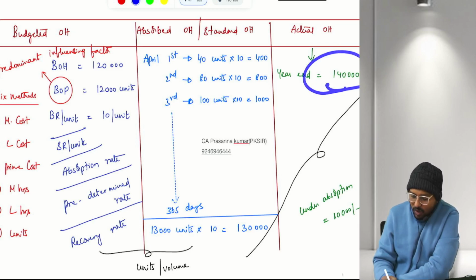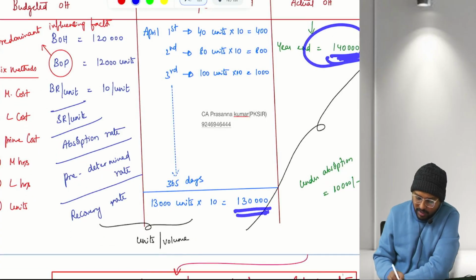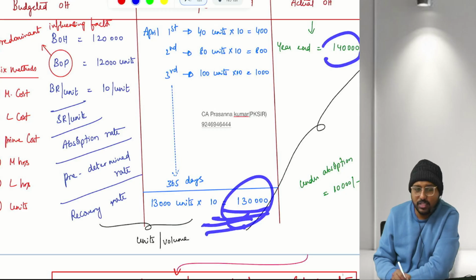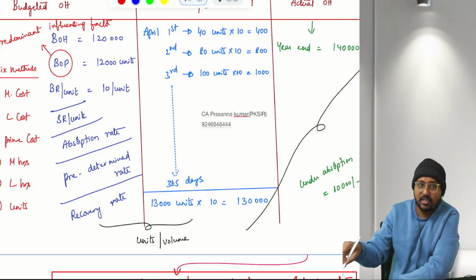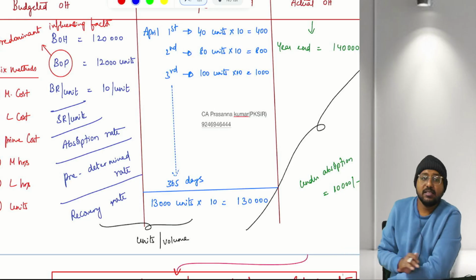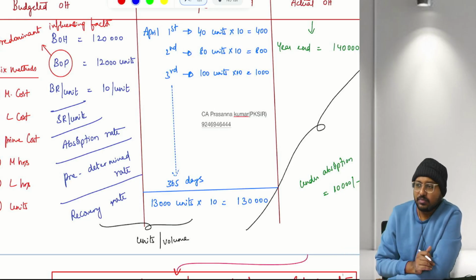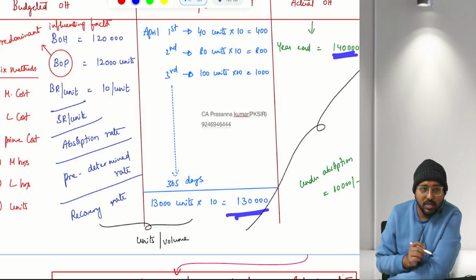Correct? 1,40,000 should have been debited in the costing P&L account, whereas you have debited how much? 1,30,000, which means you have debited more or debited less? Debited less. You should have debited 1,40,000. Which means I have debited 10,000 less. 10,000 debited less is nothing but under absorption, which means you have absorbed less. You should have absorbed 1,40,000, whereas you have absorbed 1,30,000.